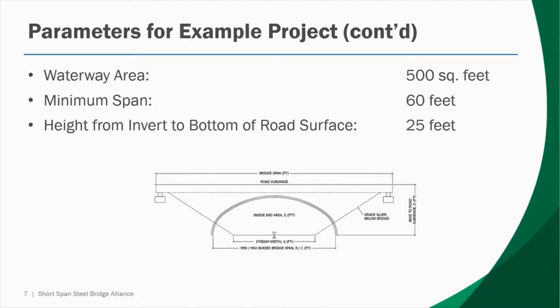Last, dependent upon your input, eSPAN may ask for data related to buried bridge solutions. To this effect, we'll assume a waterway area of 500 square feet. We'll assume the minimum span at the bottom of the structure to be 60 feet, and the height from the invert to the bottom of the road surface to be 25 feet for our project. Next, we'll open up a web browser, go to eSPAN140, and begin the process of completing this input.